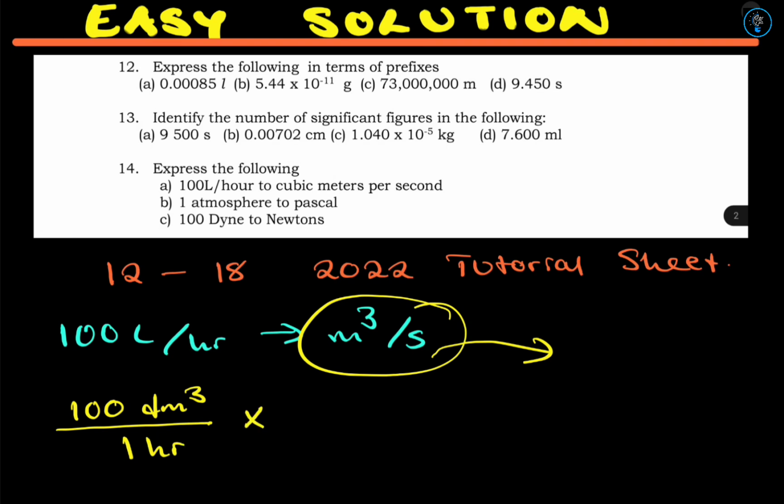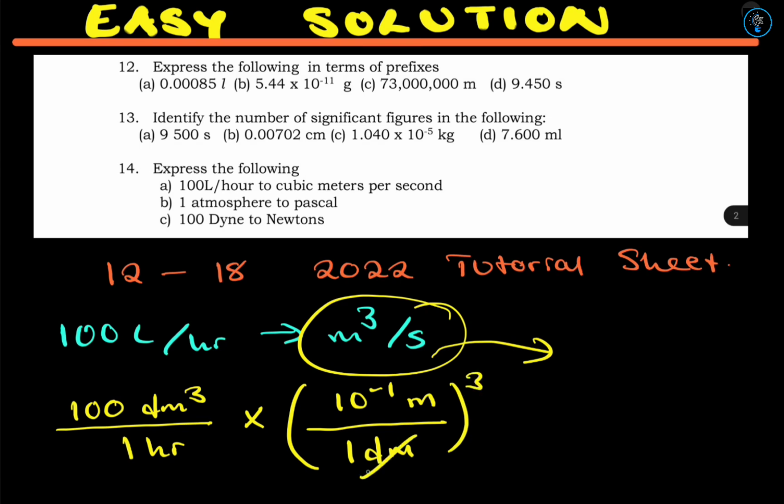We can convert it by changing decimeter to meters first. We know that 1 decimeter is related to 10 to the power negative 1 meters. So we put our meters there. For us to be able to cancel the units, we need to raise it to the power 3. So that part and that part will cancel, and we've now converted it into cubic meters.